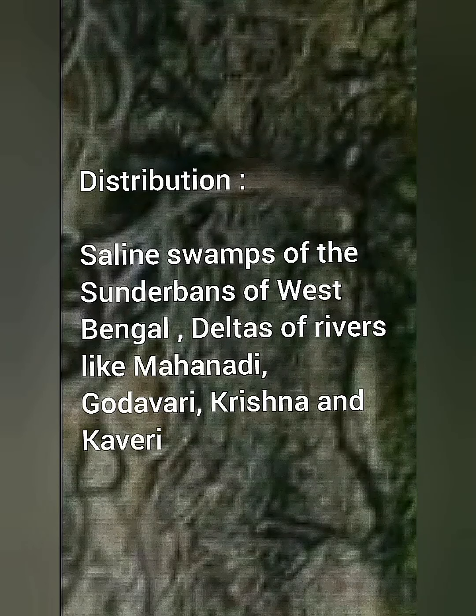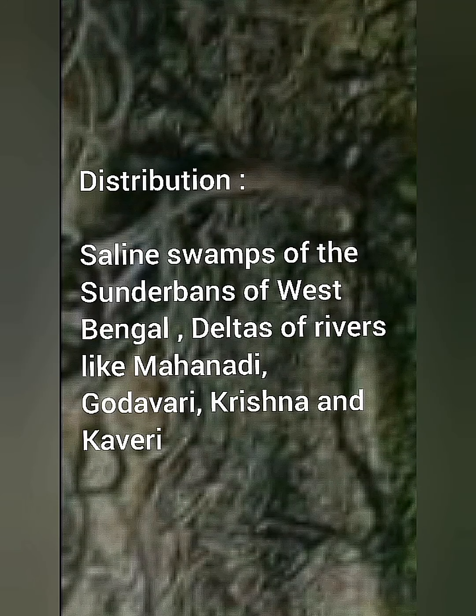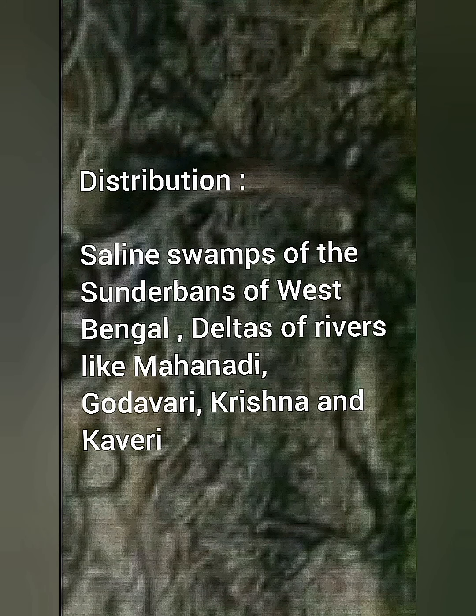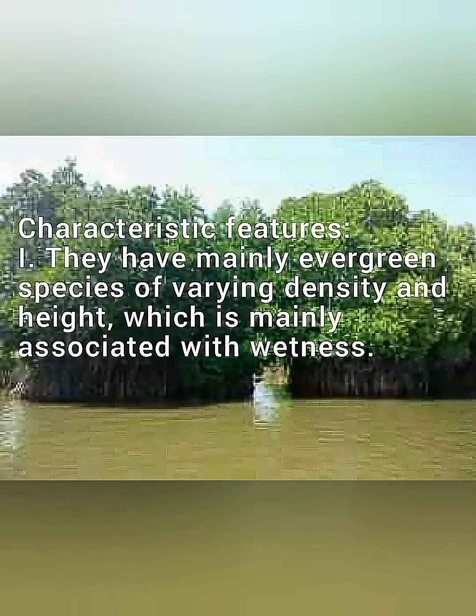Mangrove forests are found in the saline swamps of the Sundarbans of West Bengal. That means the delta of Ganga and Brahmaputra rivers. They are also found in the deltas of rivers like Mahanadi, Godavari, Krishna and Kaveri. Andaman Nicobar Island groups also have the presence of tidal or mangrove forest. They are also found in the western coastline along the river estuary.